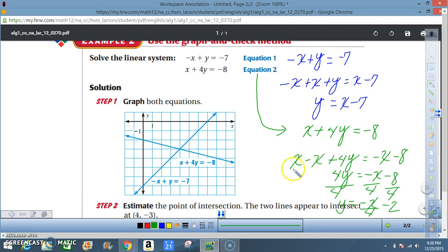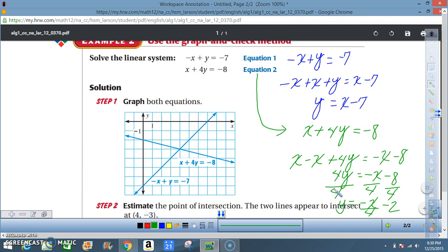X minus x, that goes to 0. I'm left with 4y is equal to a negative x minus 8. I want to get the y by itself. This says 4 times y. The inverse of multiplication is division. So therefore, I will divide both sides by 4.